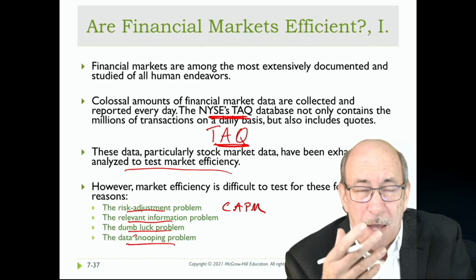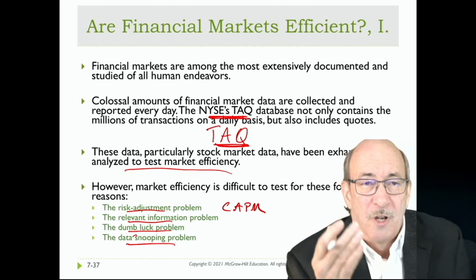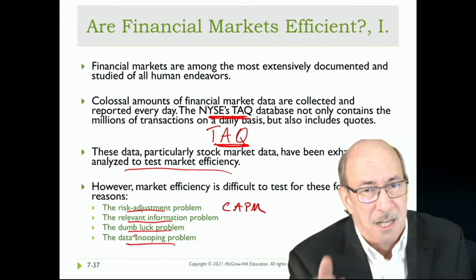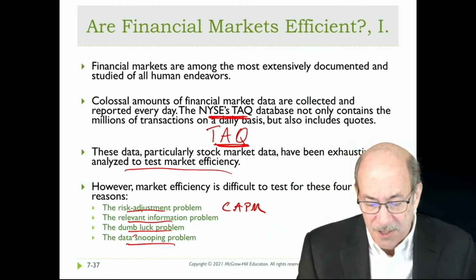So if we use CAPM and assume that's right, maybe we're not correctly adjusting for risk, and what we're observing is a result of that incorrect adjustment, not really an event. All right, so that's the risk adjustment problem.